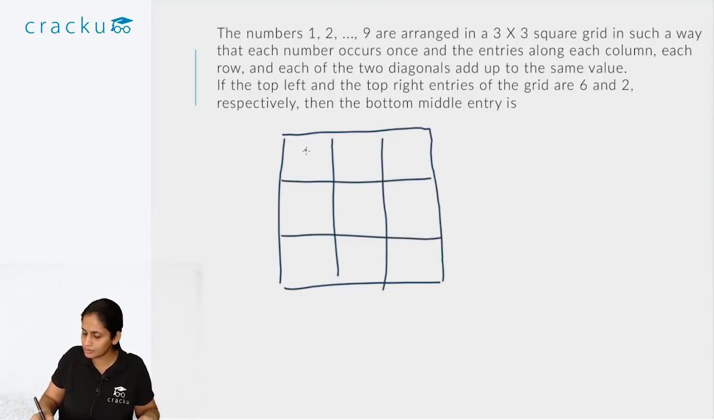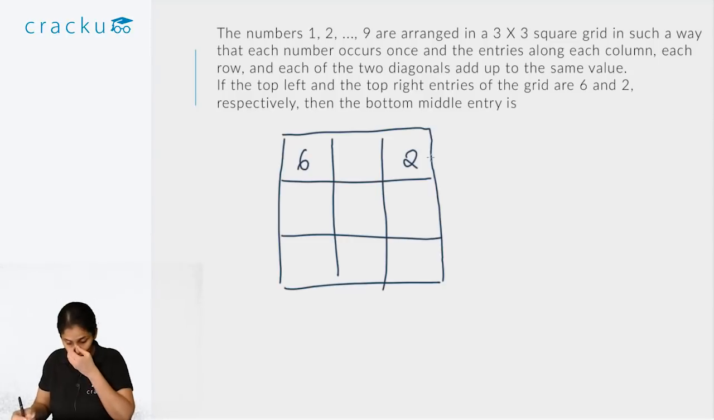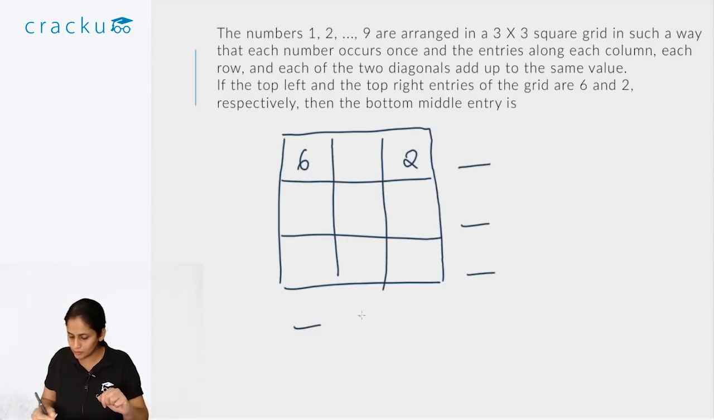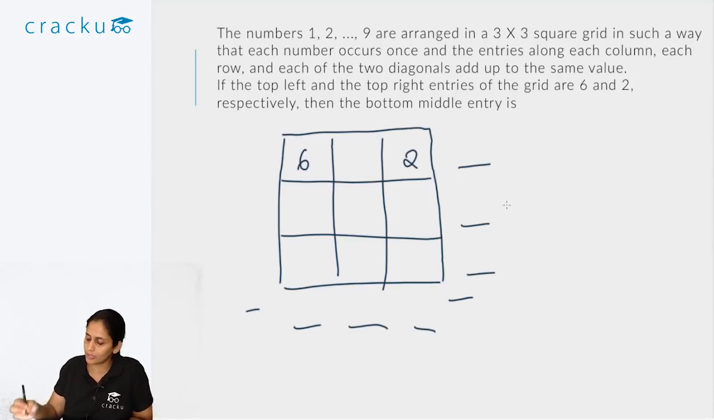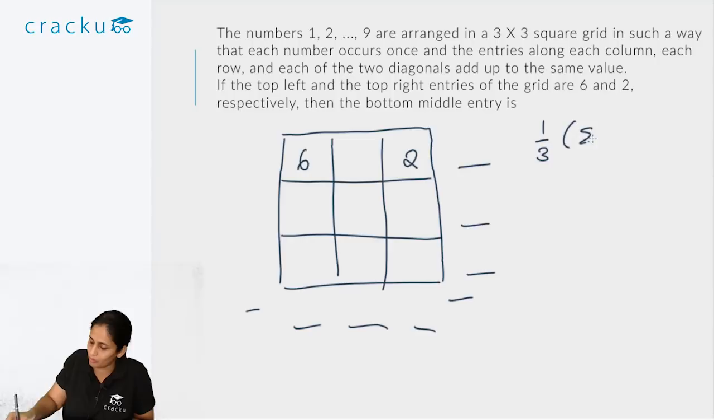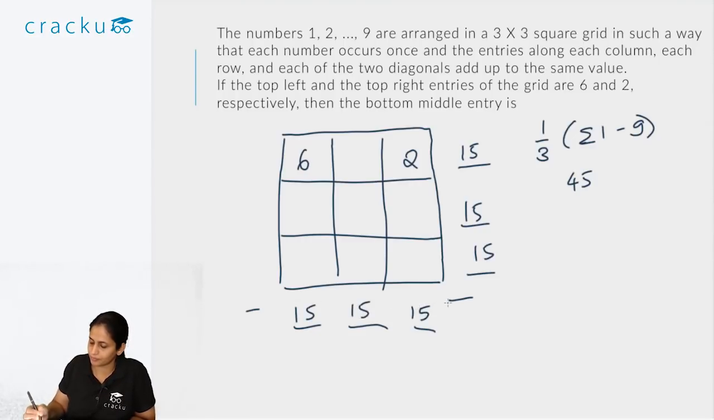and this is 6 and this is 2, and the sum along each of the rows, each of the columns and each of the diagonals, 2 diagonals, so all of these 8 sums are equal. Now if all the 3 rows are equal, then each of them should be 1/3 of the total possible sum of numbers from 1 to 9. So the sum of numbers from 1 to 9, as we know, is 45. So each of these row totals should be 15. Similarly, each of these column totals should also be 15. The diagonal totals should also be 15 then.